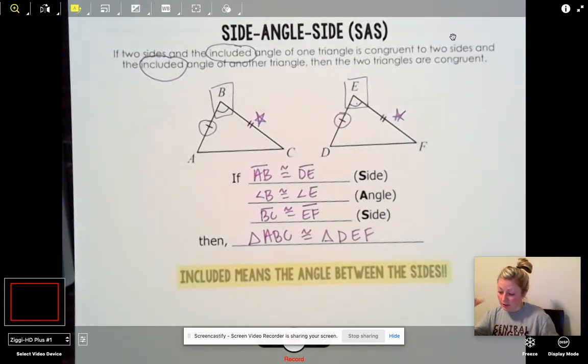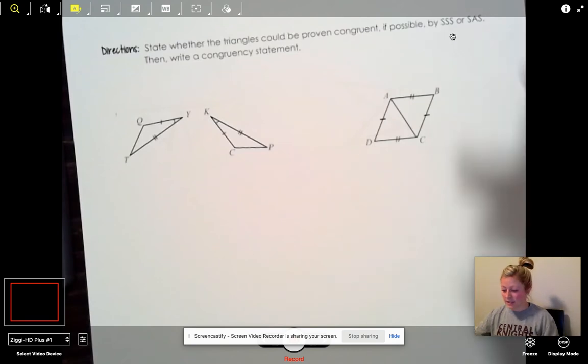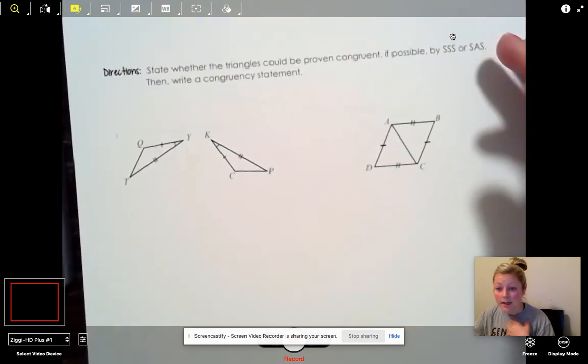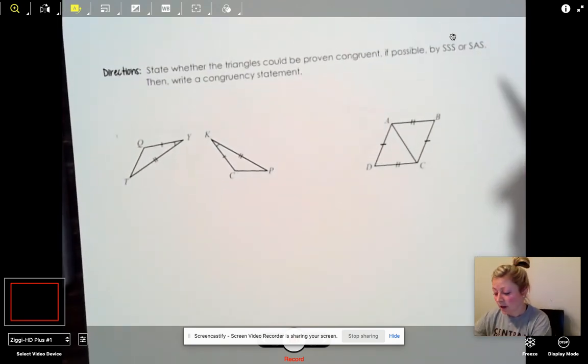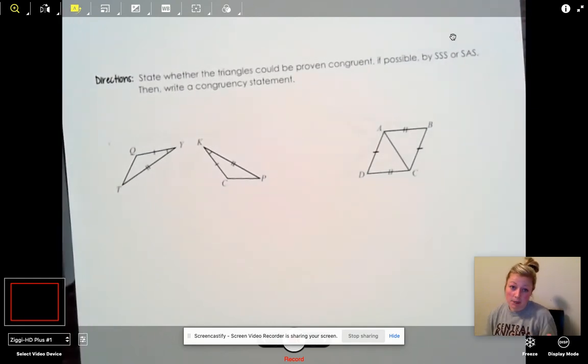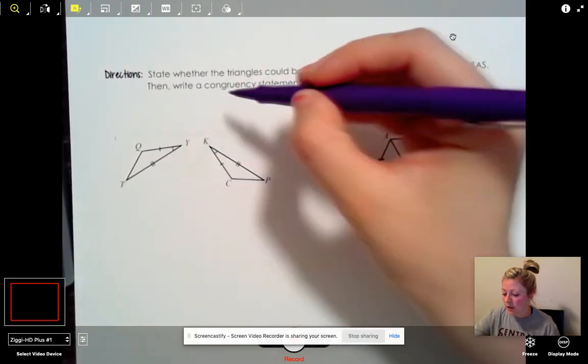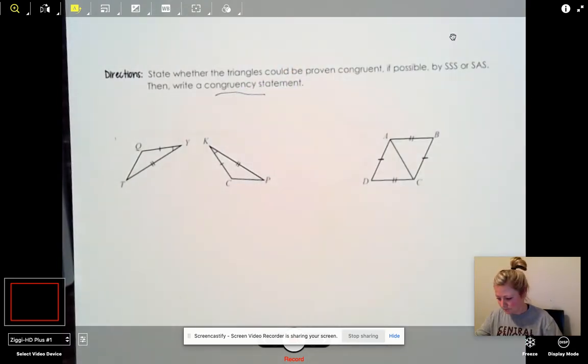Soon you guys will be able to just look at pictures and say, oh, that's side, side, side, that's side, angle, side. It's going to be very intuitive for you, but we just kind of have to get there, okay? So these next few examples, we're given pairs of triangles, and our job is to figure out, are they congruent by side, side, side, or side, angle, side, or maybe neither, like maybe we don't have enough information, okay? And if it is congruent, then we are going to write a congruency statement, okay?